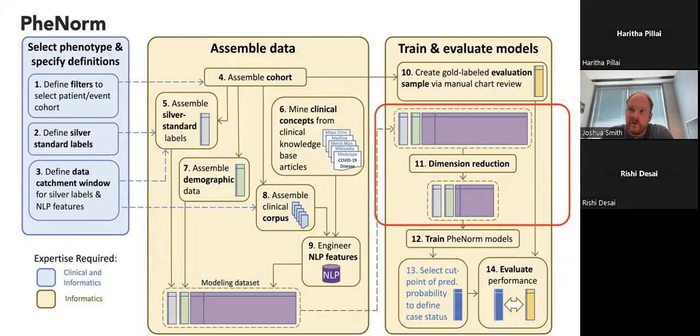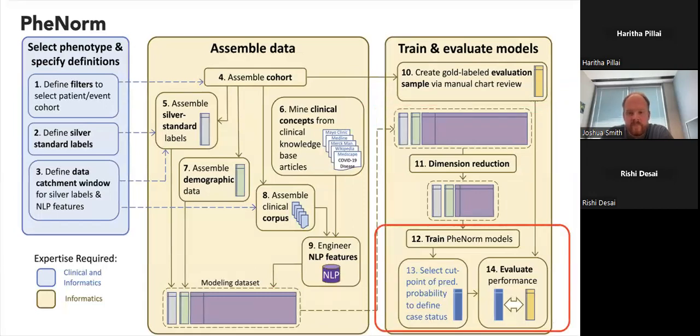So if this term shows up, it always shows up with this other term. Dimension reduction allows us to reduce the number of features while hopefully retaining performance. Finally, we train the PheNorm model based upon all our training data and the modeling data set. We then select a cut point of probability. So a score above 50% means the patient has the disease, a score below means they don't. We can choose a different threshold depending on if we want to maximize sensitivity or positive predictive value, for example. And then our final step is to evaluate that performance with our gold standard data that we set aside.